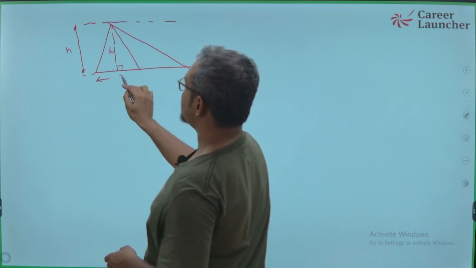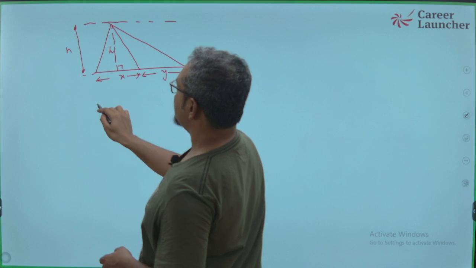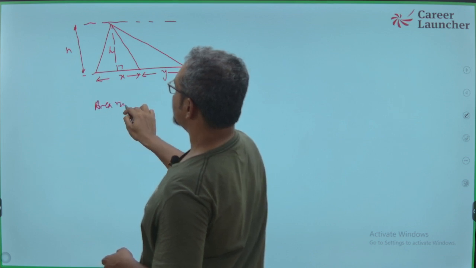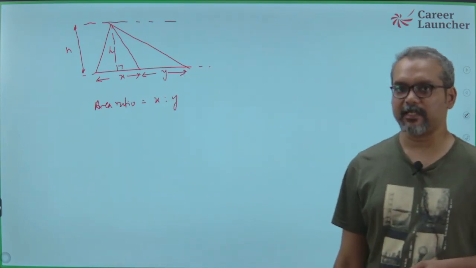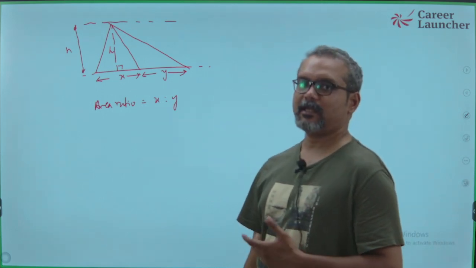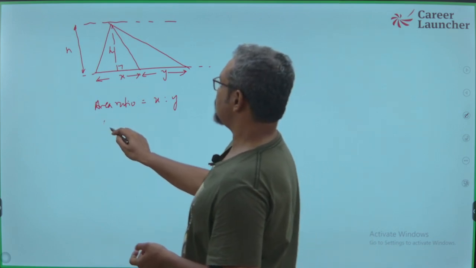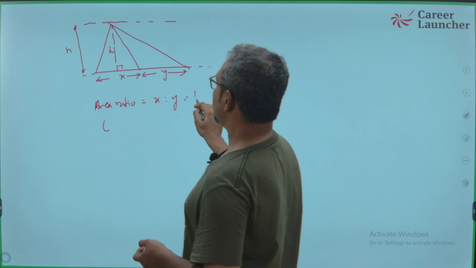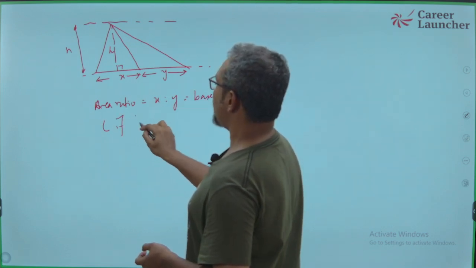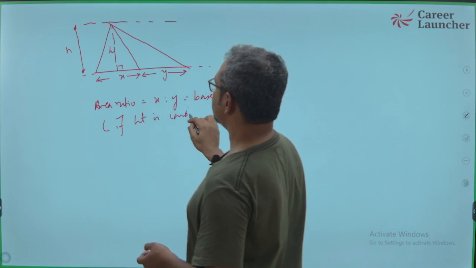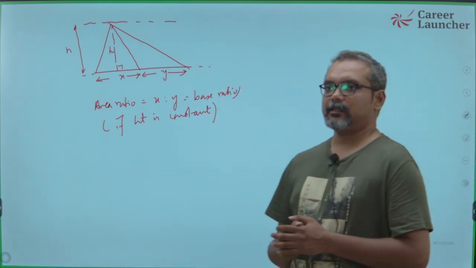So if I call this x and this y, and the height is the same, the area ratio will simply be x is to y. Half times h times x to half times h times y, h will cancel out, we will get x is to y. So the area ratio is x is to y, which means it is equal to the base ratio if the height is constant. That's the thing that we get from this.